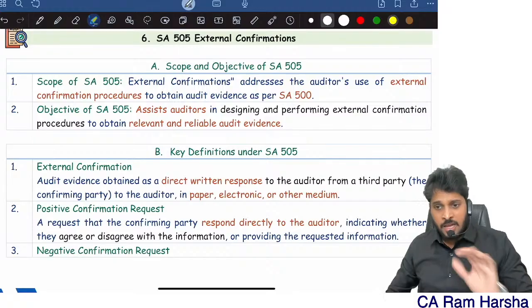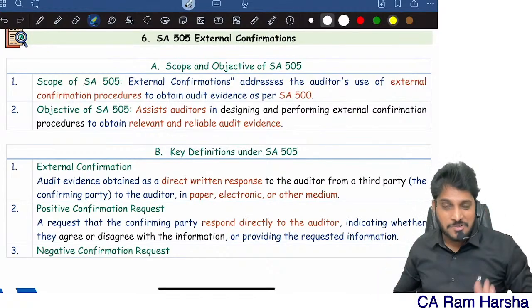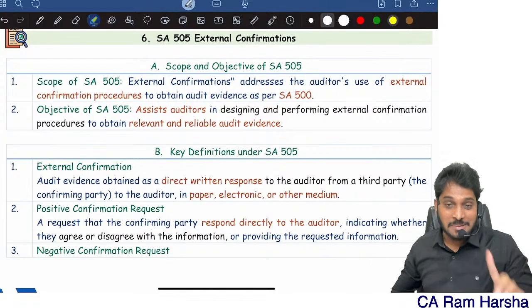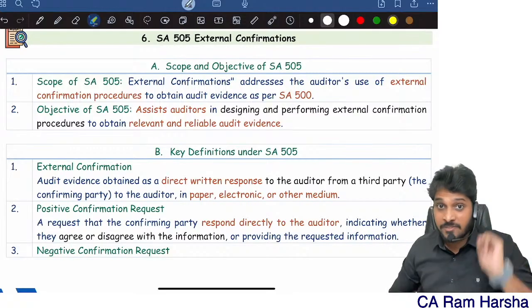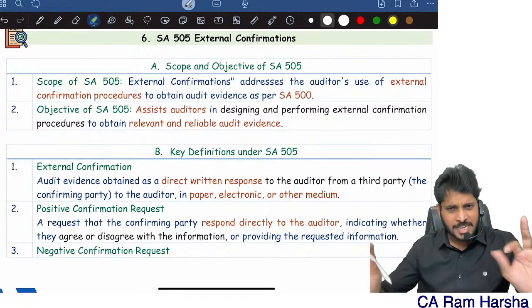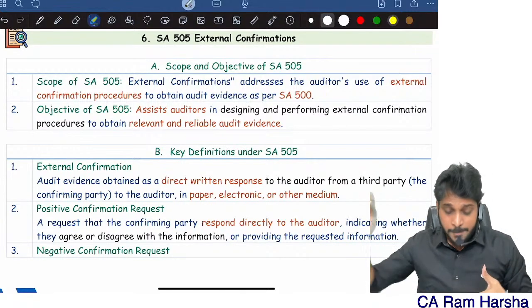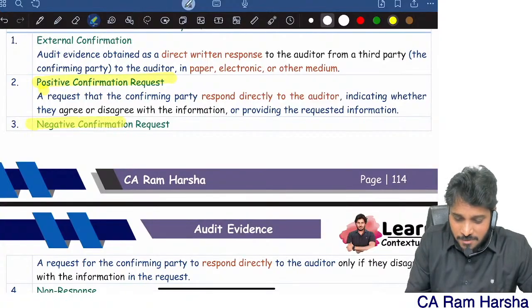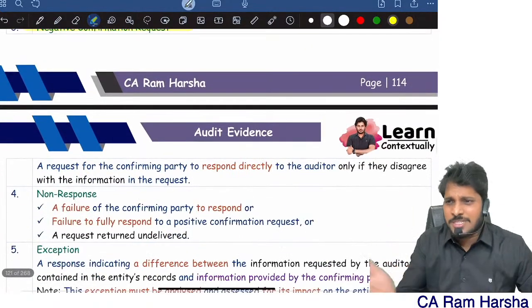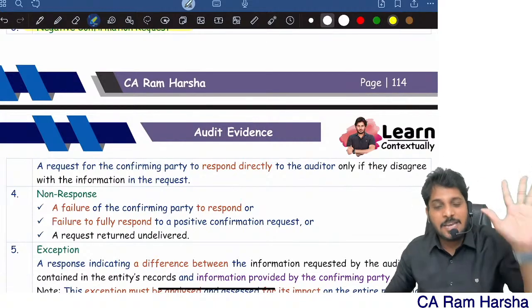Next, SCA 505, external confirmation. This is one standard where everybody thinks they know everything about it, but I will show you so many points which I think you might have neglected. Don't worry. External confirmation means what? Direct confirmation by the auditor with the third party. What many students think external confirmation is: a PCR will be there, positive confirmation, negative confirmation. That's it. No, that is very minimal. That's a very basic element in the standard.